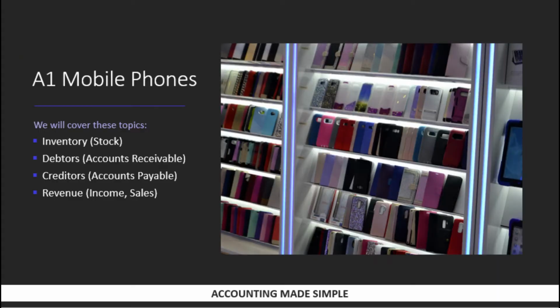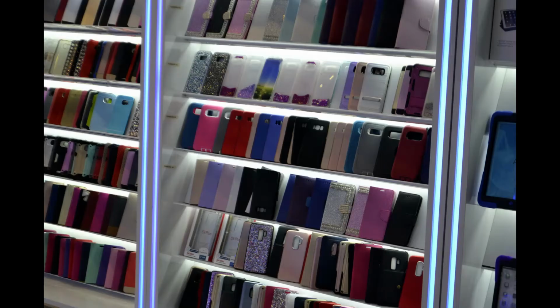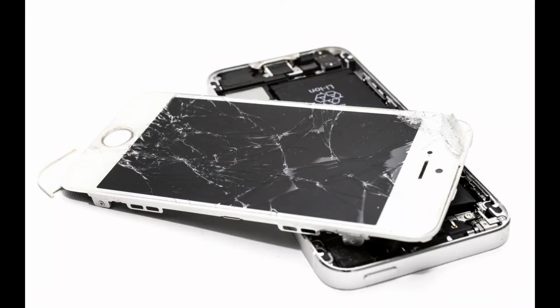Purchase of inventory on cash and credit. Now we will learn about the accounting entries that happen in a real business. Let's say we have a mobile phone business called A1 Mobile Phones. We buy and sell both new and second-hand mobile phones. We also sell accessories for mobile phones. We also do mobile phone repairs. Our company operates all over Australia.